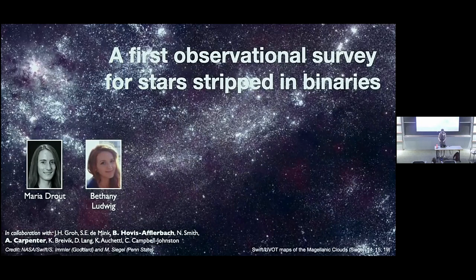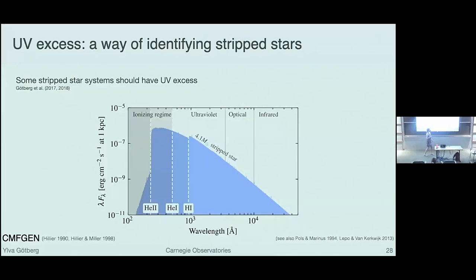So how do you find these stripped stars? This is a model of a spectral energy distribution for a 4 solar mass stripped star, with wavelength on the x-axis and flux on the y-axis. I labeled here the optical range, the ultraviolet, and the ionizing regime. Much of the light is ionizing photons, it's a really hot star. Even though most of it comes out in the ionizing regime, there is still some in the optical, so we can still see this star. But it usually has a companion.